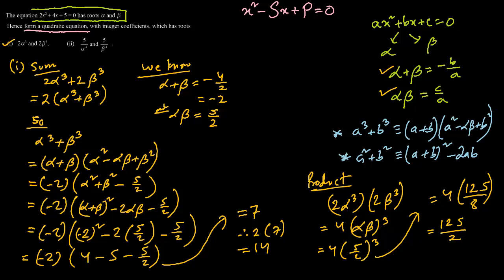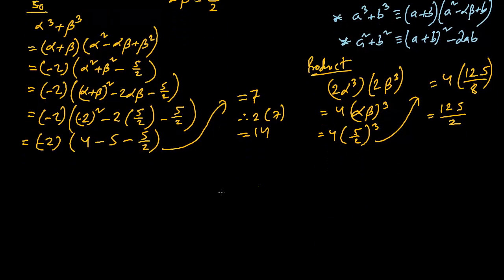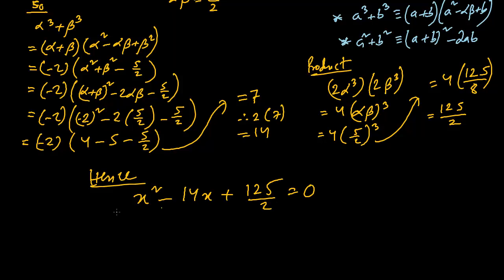Now we have to find the quadratic equation. Hence, x squared minus the sum of the roots, 14x, plus the product of the roots, 125 by 2, equals 0. In order to make it integer coefficients, we can multiply both sides by 2. It would be 2x squared minus 28x plus 125 equals 0. This is the quadratic equation.